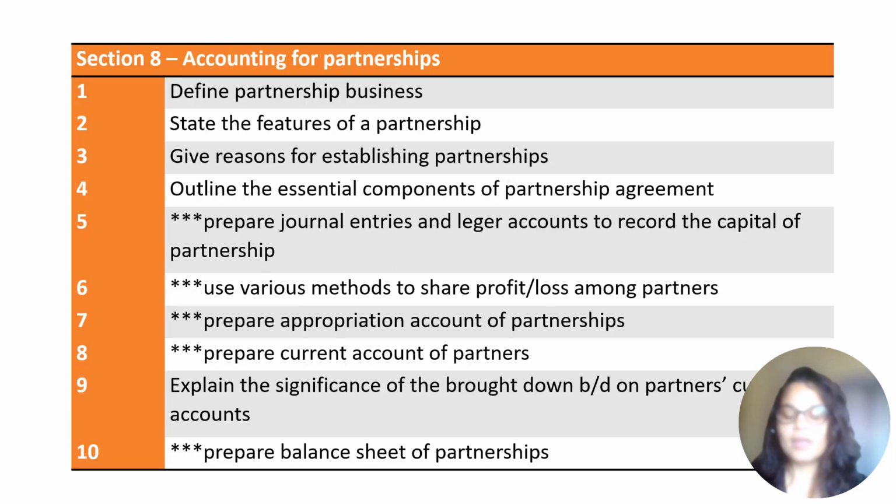Section 8, Accounting for Partnership. You must be able to prepare journal entries and ledger accounts to record the capital of a partnership. Use various methods to show profit and loss amongst partners. There are several methods. Prepare the appropriation account of partnerships. Prepare current accounts for the partners. And prepare a balance sheet for a partnership. Practice, practice, practice.